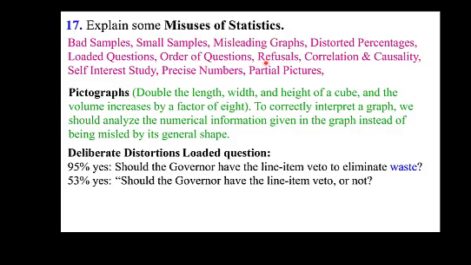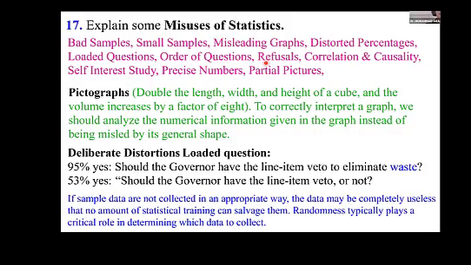Loaded question. 95% yes: should the governor have the line item veto to eliminate waste? 53% yes: should the governor have the line item veto or not? Clearly, we can see the difference between the two questions. So if sample data are not collected in an appropriate way, the data may be completely useless, so that no amount of statistical training can salvage them. Randomness typically plays a critical role in determining which data to collect.